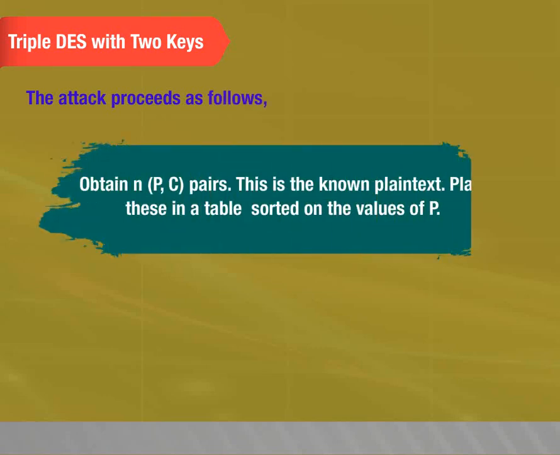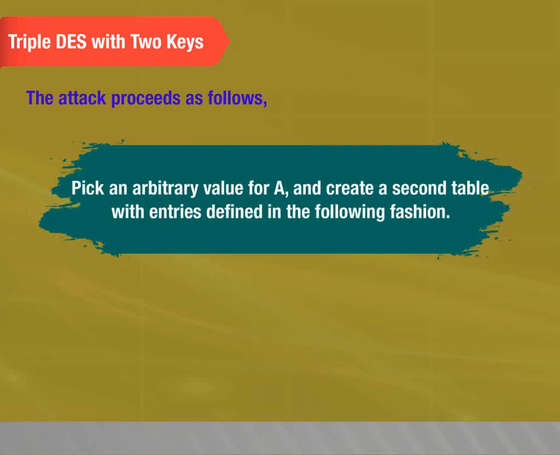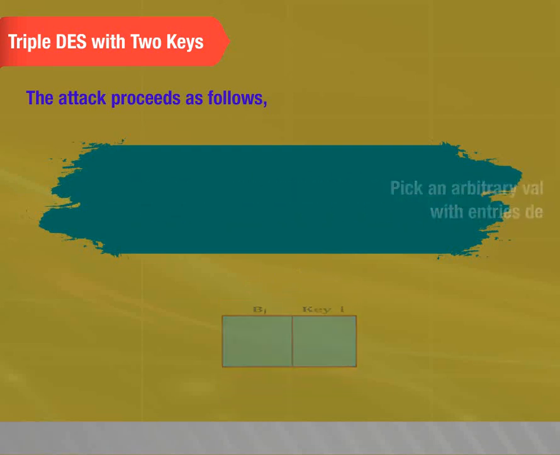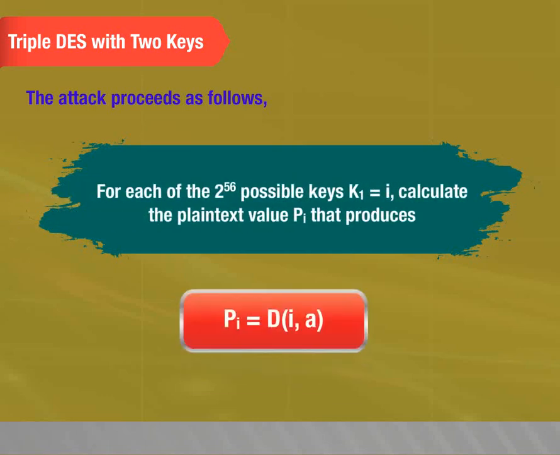Obtain n P-C pairs. This is the known plaintext. Place these in a table sorted on the values of P. Pick an arbitrary value for A and create a second table with entries defined in the following fashion. For each of the 2^56 possible keys, K1 = i, calculate the plaintext value Pi that produces Pi = D(i, A).